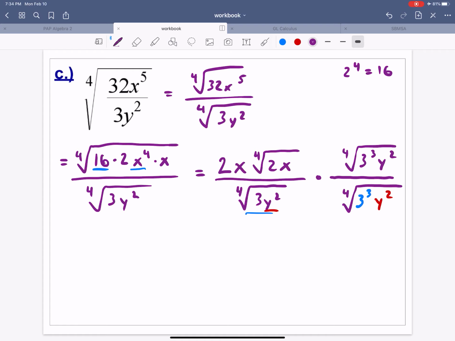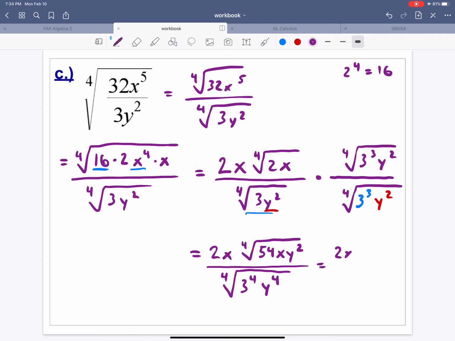Okay, so let's see what we have. So start with the 2x that you already factored out. Then we have the 4th root of 2 times 3 cubed. Well, 3 cubed is 27, so 27 times 2 would be 54. xy squared on the top, and on the bottom I'd end up getting the 4th root of 3 to the 4th times y to the 4th.